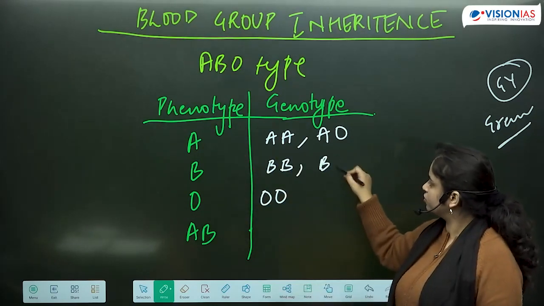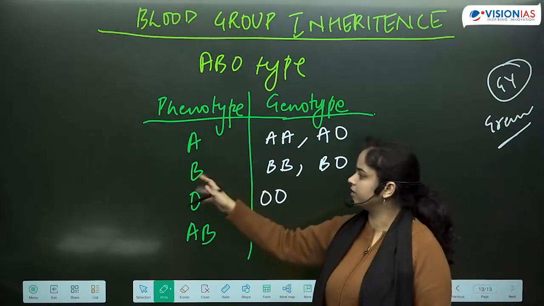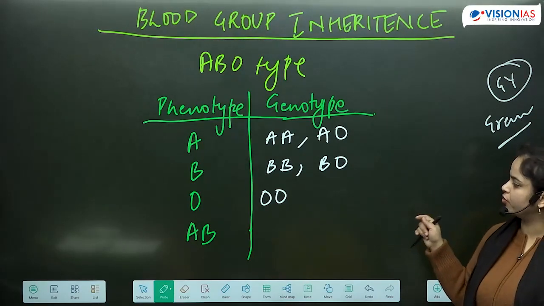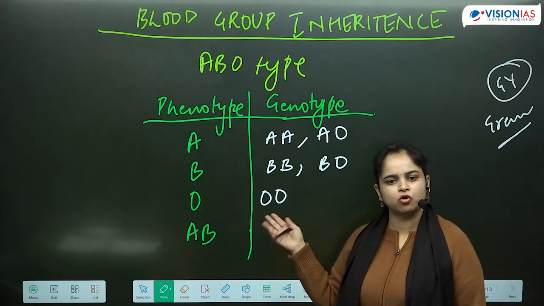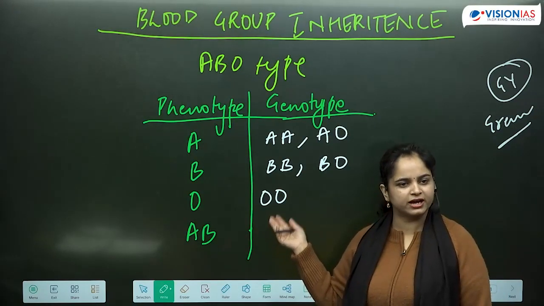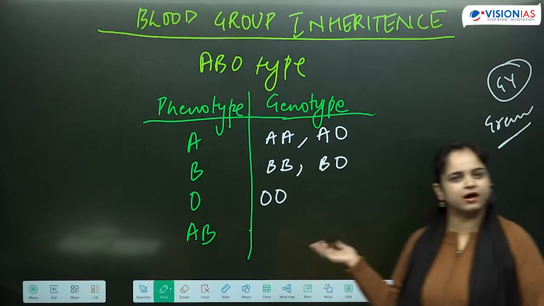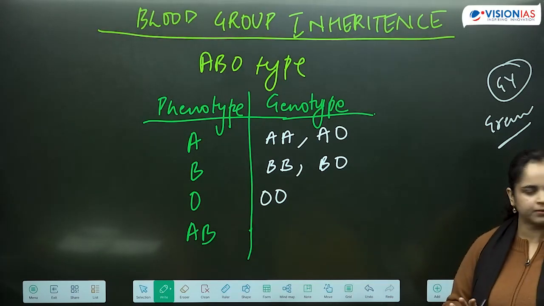B is also dominant over O. So B, O being together is blood group B. Okay? A dominates over O, B dominates over O. So that should tell you that O, because it is recessive to both A and B, cannot have any other genotype. Right? The recessive one only expresses itself in a homozygous state.